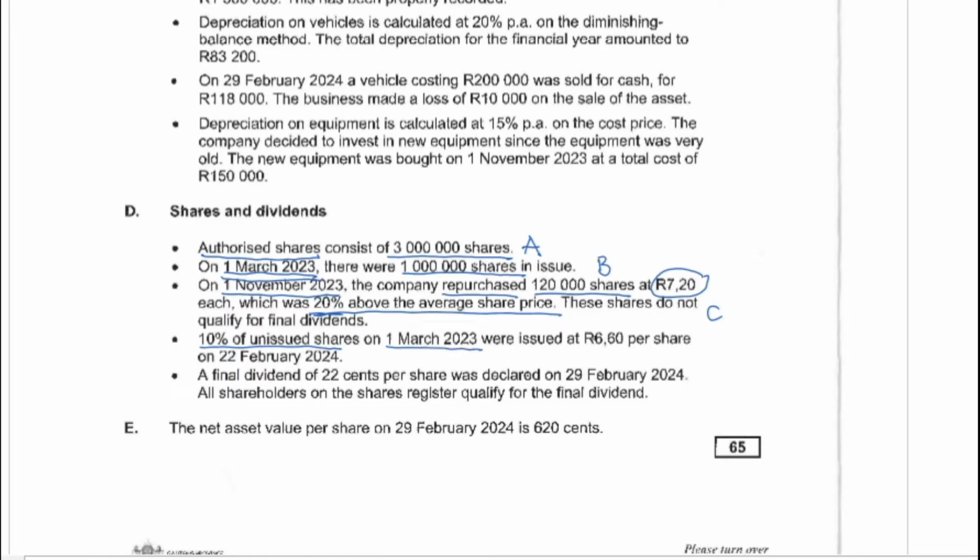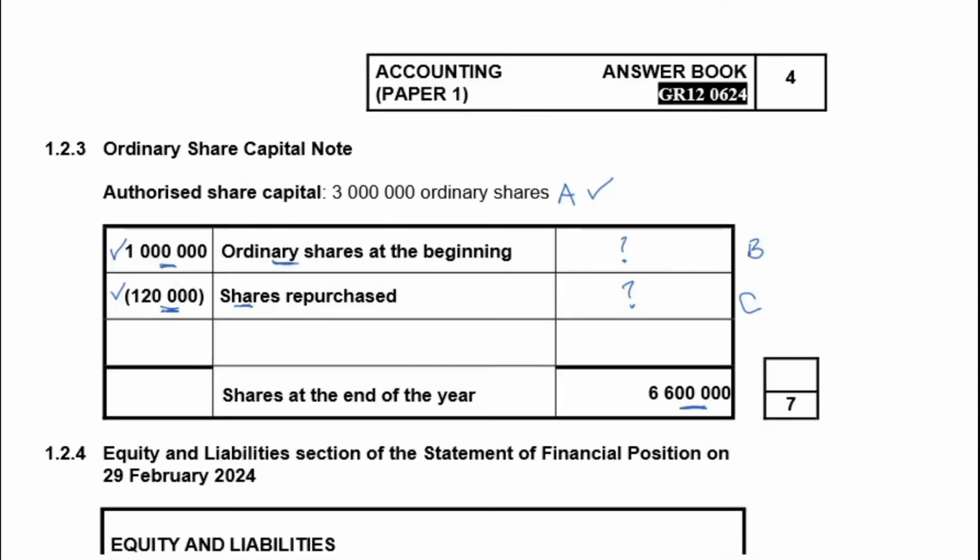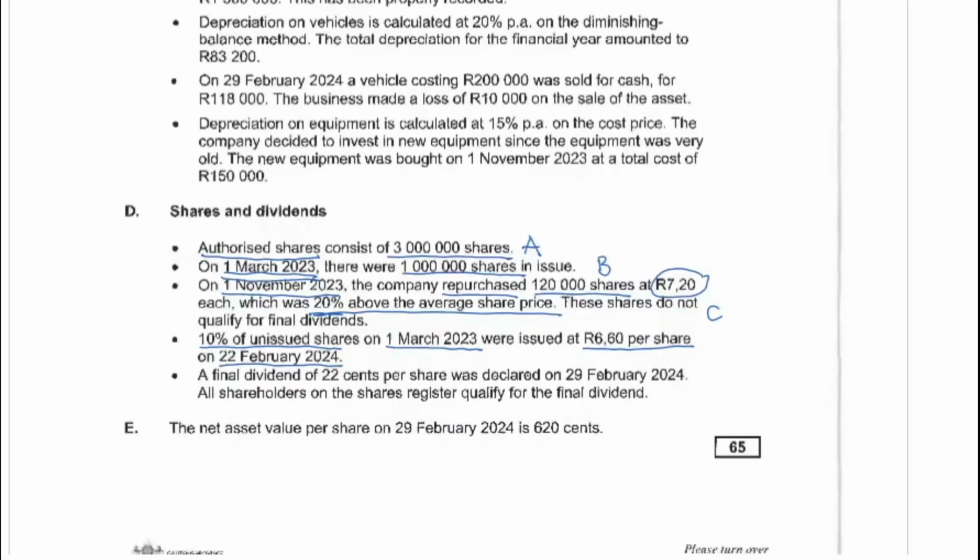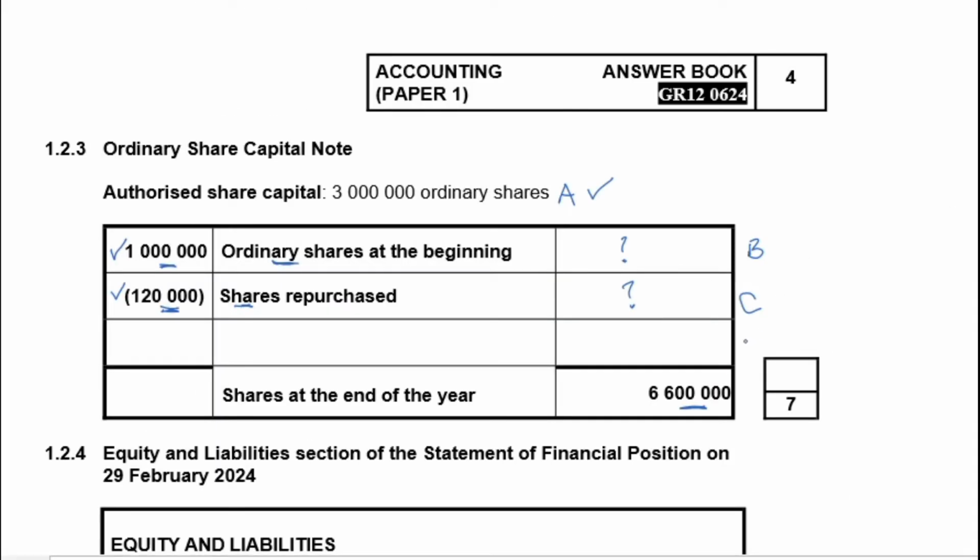10% of unissued shares on 1 March 2023 were issued at 6.60 Rand per share on 22 February 2024. When we look at our ordinary share capital note in the answer book, we see that no entry has been entered for this issue of shares. So let's write an entry for the share issue.